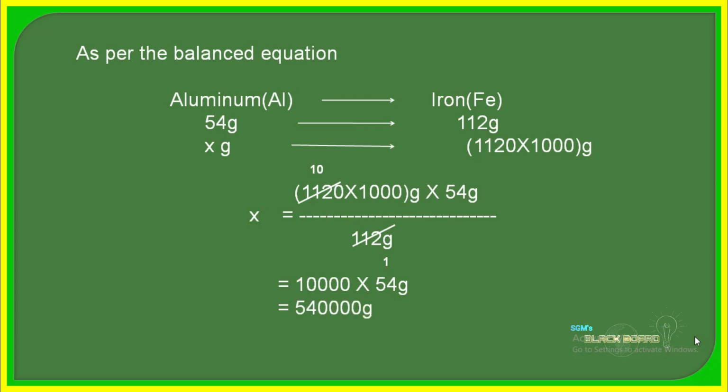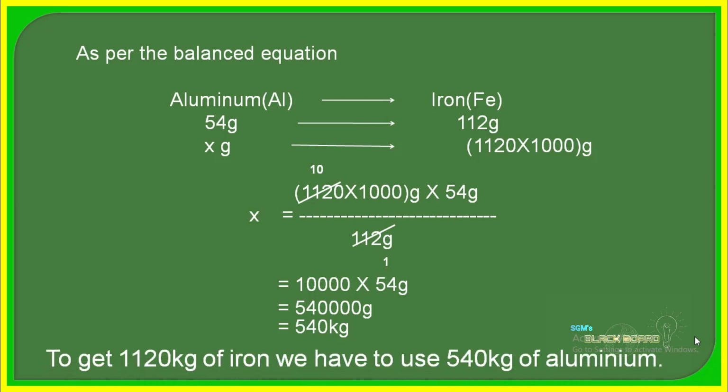Total 5,40,000 grams, that is 540 kg. It means to get 1120 kg of iron, 540 kg of aluminum is required. In this way, we can calculate how much reactant should be taken to get how much product. So to get 1120 kg of iron, we have to use 540 kg of aluminum in this case.